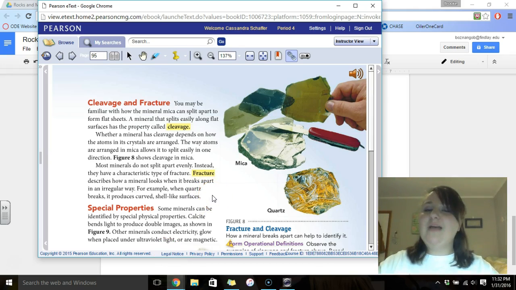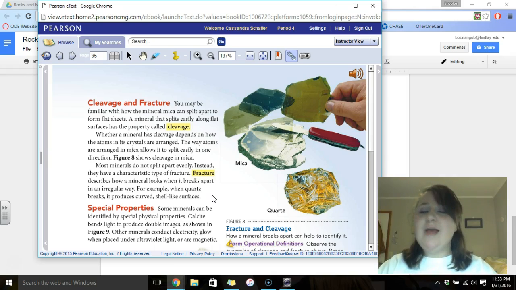Whether a mineral has cleavage depends on how the atoms in the crystal are arranged. The way atoms are arranged in mica allows it to split easily in one direction. Figure 8 shows cleavage in mica.